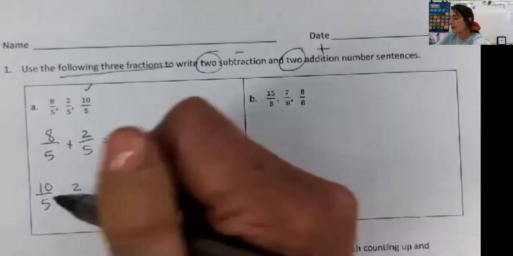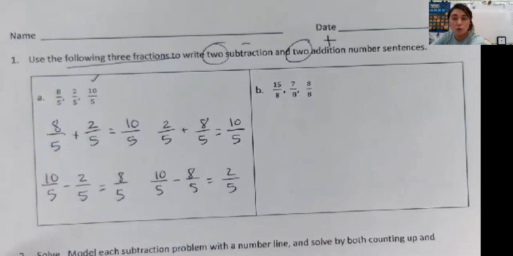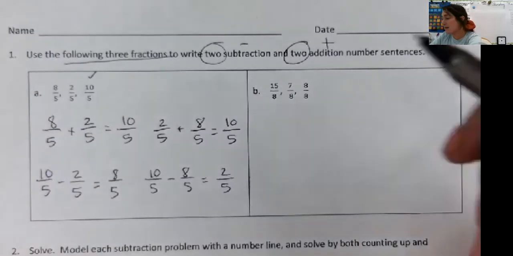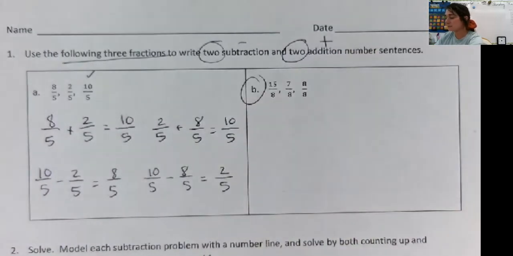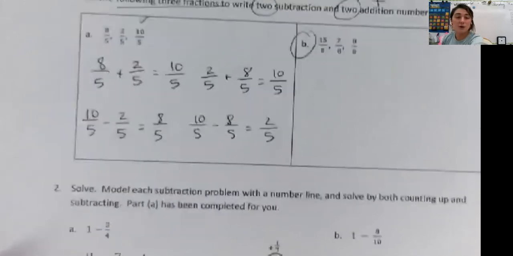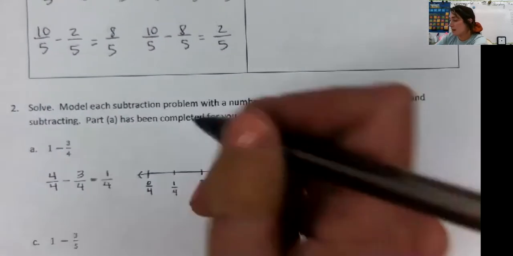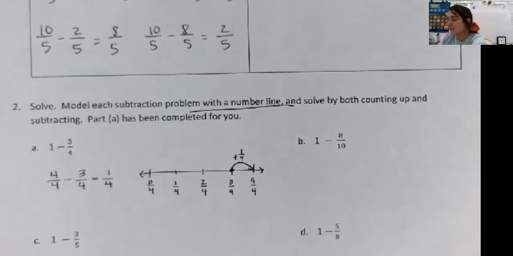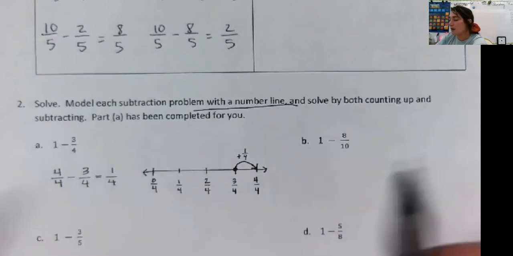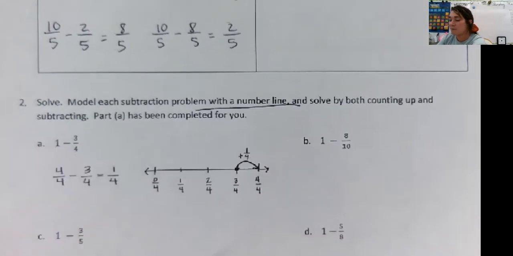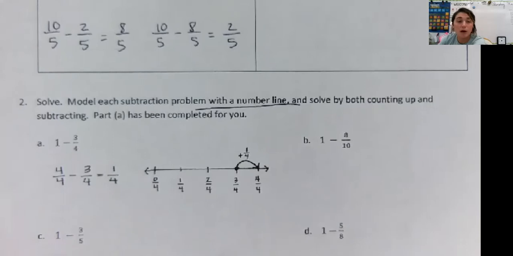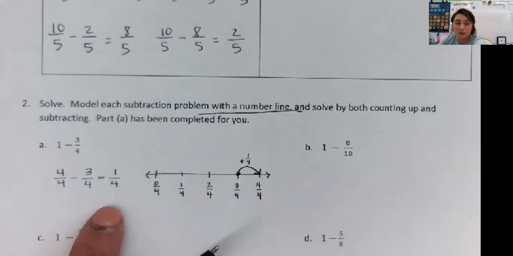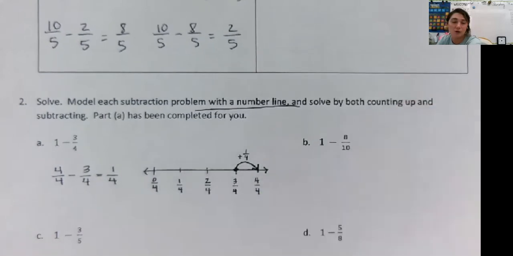Remember that in subtraction, the whole number always has to go first. So after you do what I did in A, I would like you to also do B. For number 2, model each subtraction problem with a number line. Solve by counting up and subtracting. Part A has been completed for you. So on all of them, they are converting the whole number of 1 into the fractional parts. So we have 4/4 minus 3/4 equals 1/4. And they show it on a number line.